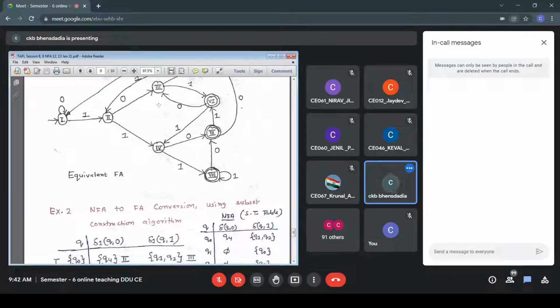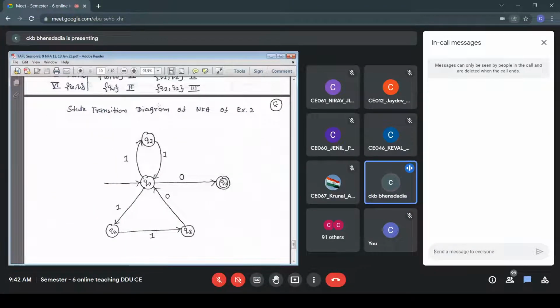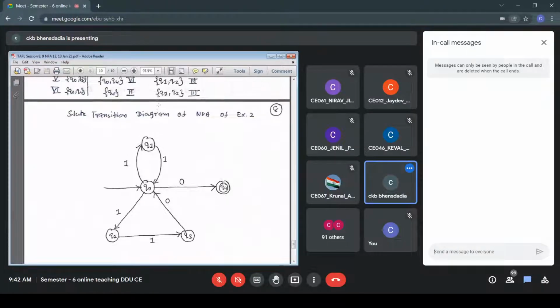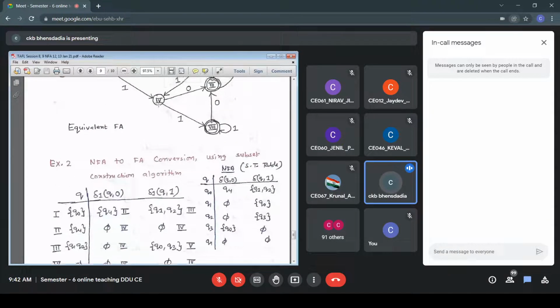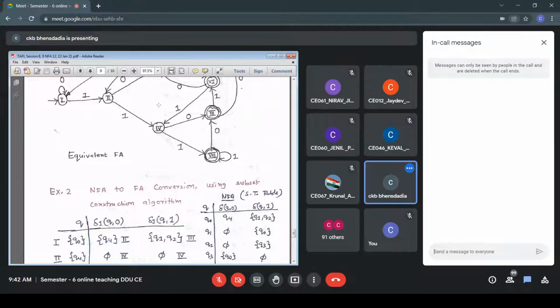In the NFA, the right side of your picture, you are doing it from this diagram. So Q4 on 0 and 1, right part of the table, it is phi, phi. So this is Q4, phi, phi. Please note that phi is also a subset. Phi is always a subset of every set.